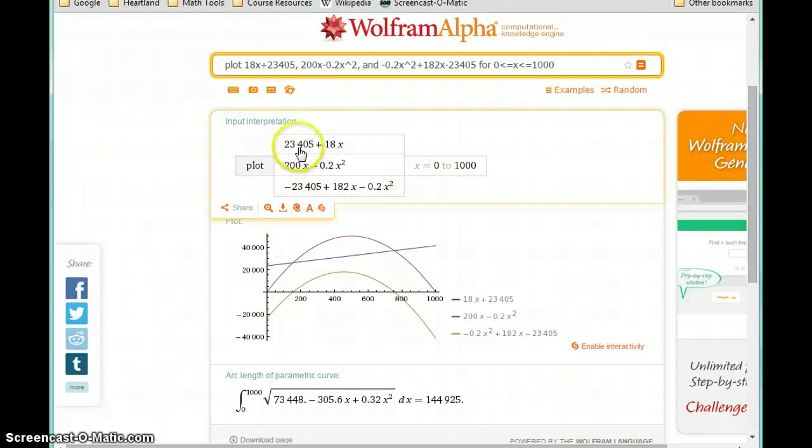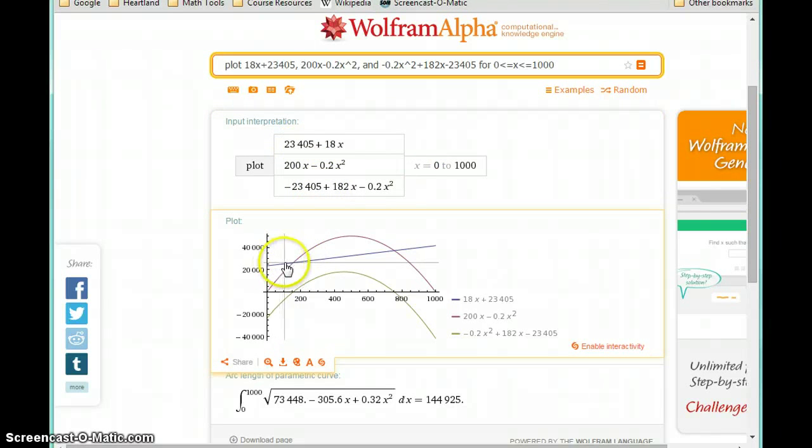So again, verify that we've got each of those functions typed in correctly. We can see in blue that cost function, the straight line. In red, the taller parabola is our revenue function, and then in the sort of yellowish color is our profit function, that lower parabola. So we can graph each of those, and then we also want to find the production levels that will cause the company to break even.